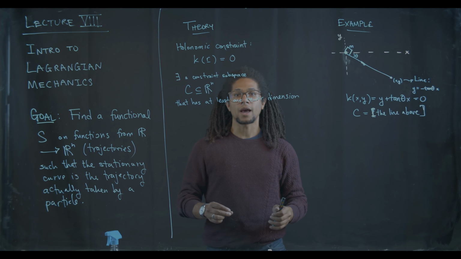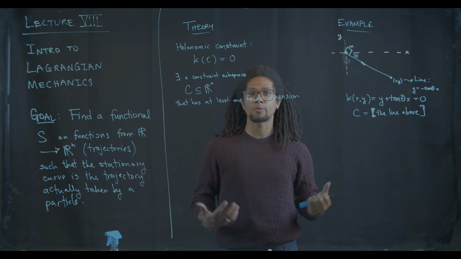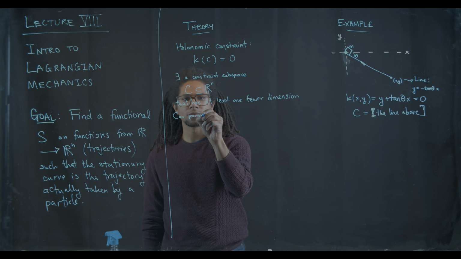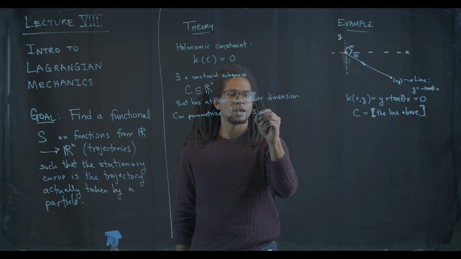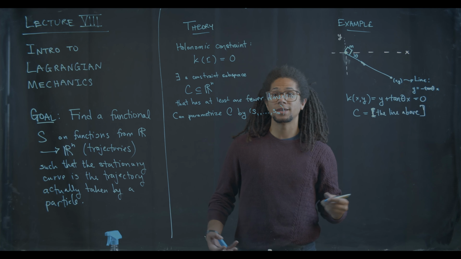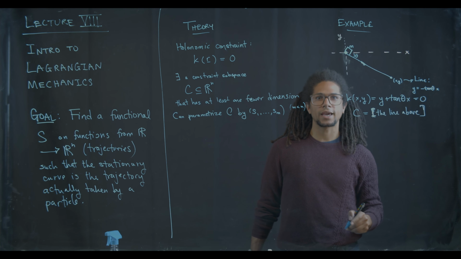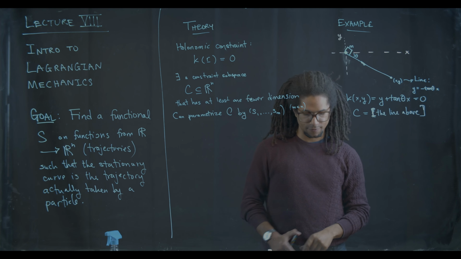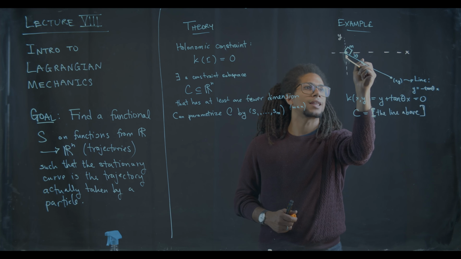All right. Now, anytime we have another subspace, I can use some parameterization of that subspace, whatever parameterization that I want. So I can parameterize C by s1 up to sm, where m is less than n. In this case, the line is one-dimensional, so I only need one coordinate to parameterize it. The thing that makes the most sense is just the length that we've traveled.